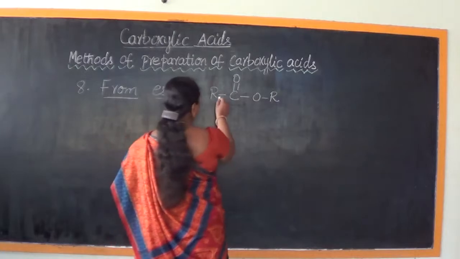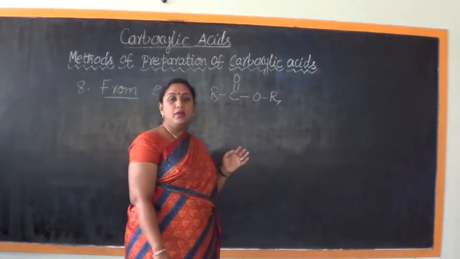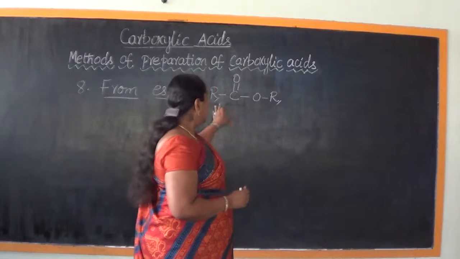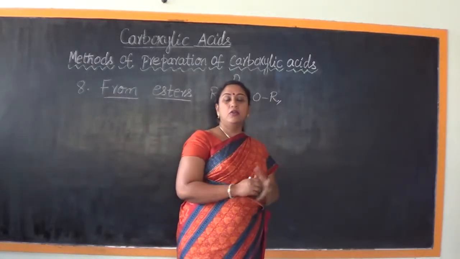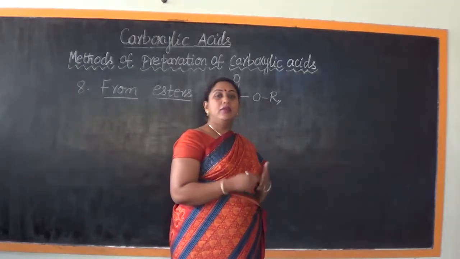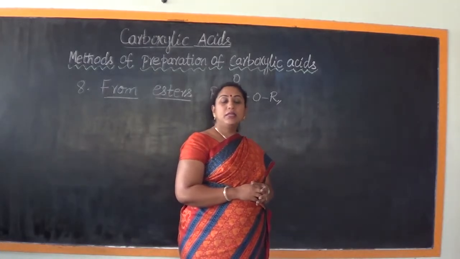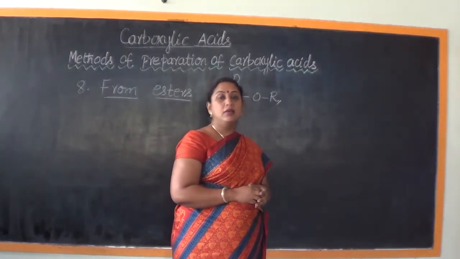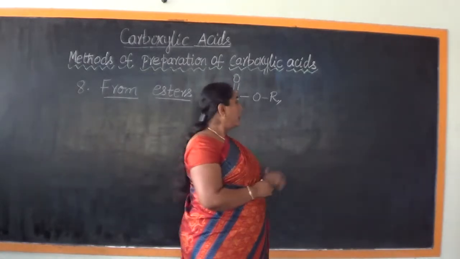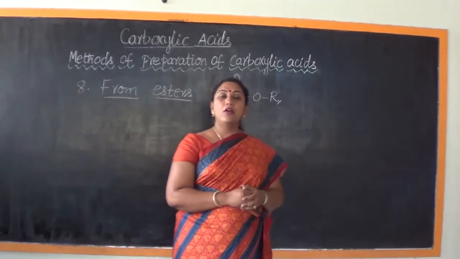Now, if both the R's are made up of the same type of groups, then we call it a symmetrical ester. And if these two are made up of unlike groups, then we call it an unsymmetrical ester. So whether we take symmetrical or unsymmetrical esters, when they are subjected to the process of hydrolysis, they will directly yield acid. Acid hydrolysis I am talking about. So upon acid hydrolysis, the esters directly will yield the corresponding carboxylic acid.